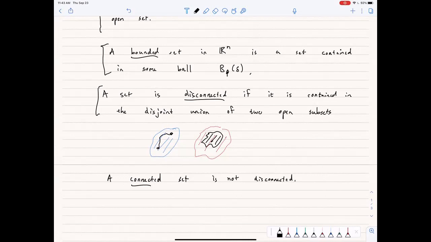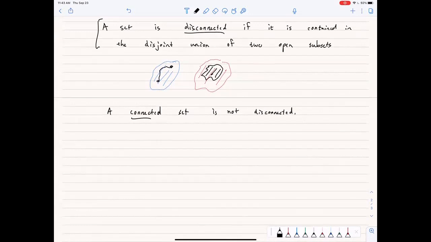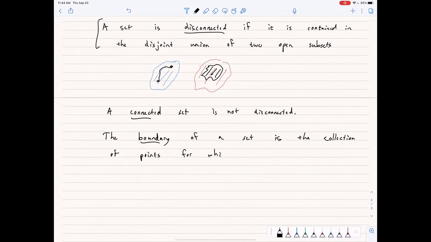Okay, great. One last term that I want to define, and then we'll move on to limits. And that's the boundary of a set. The boundary of a set is the collection of points for which every open, or closed really, ball containing that point intersects the set and its complement.